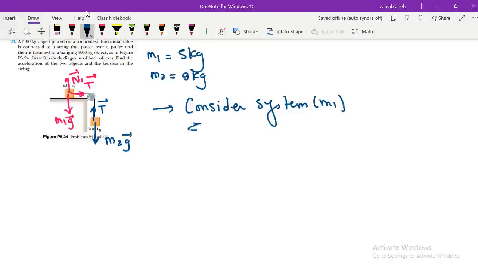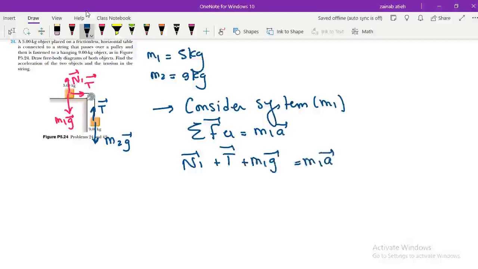So in this case, let's apply Newton's second law. Sum F external equals M1A. I have three forces acting on it: N1 plus T plus M1G equals M1A. So let's project along X and Y axes. The motion here is along the X axis. Along the X axis the sum equals MA, along the Y axis the sum equals 0. On the X axis there is only the tension, so plus T, along the motion. This is the positive sense of motion.